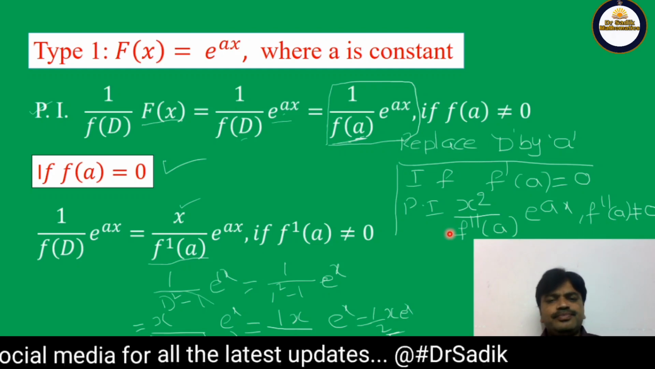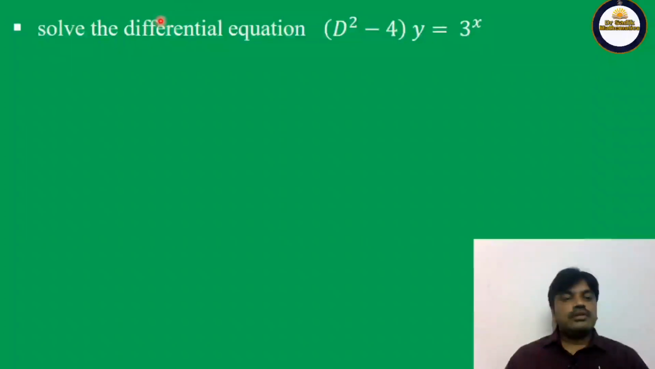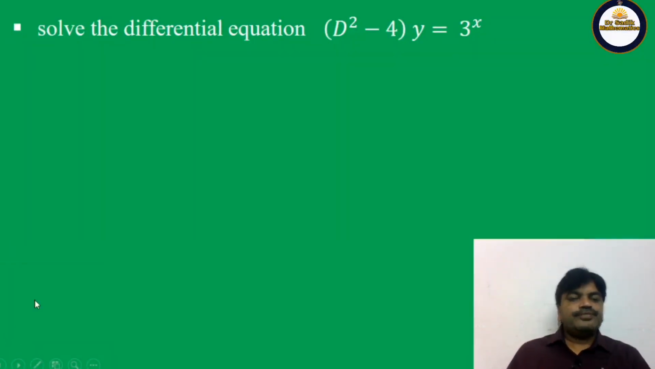It is enough, friends, here. Now let us see the problems on e^(ax). Solve the differential equation (D² − 4)y = 3^x. Now if you observe, in the previous case we had e^x, but this time here 3^x. How do we apply case 1 here? Think. First of all, I want to find the complementary function. Solution.